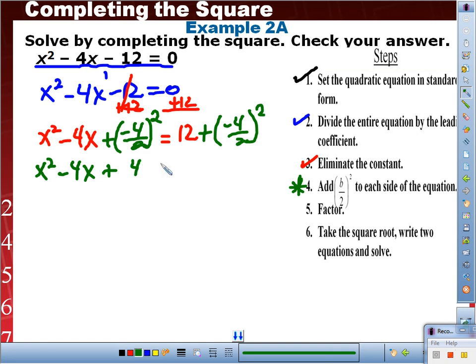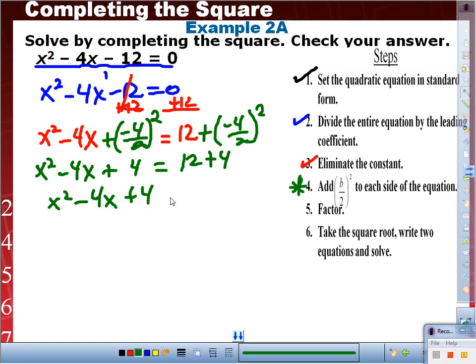4 equals 12 plus 4. Can I simplify a little bit more? Yes. X squared minus 4x plus 4 equals 16. Hands up, have you got it to right there? Okay, good. Next, let's factor.